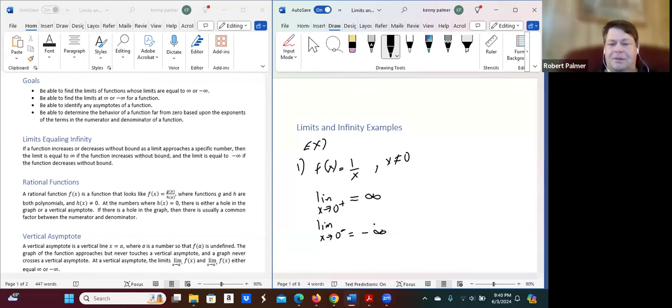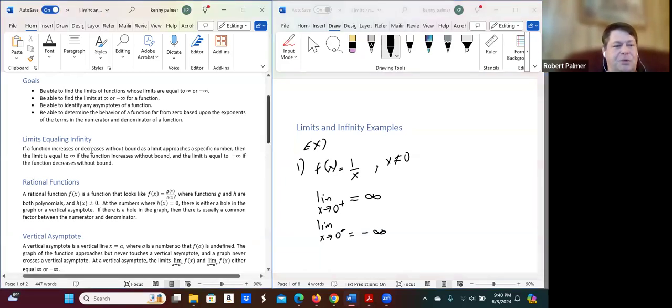There's some examples of that. All right, so that's what can happen. As we approach a specific number, if our function either increases or decreases without bound, then that's what's called the limit equaling infinity or negative infinity. Okay, let's go back to the left.